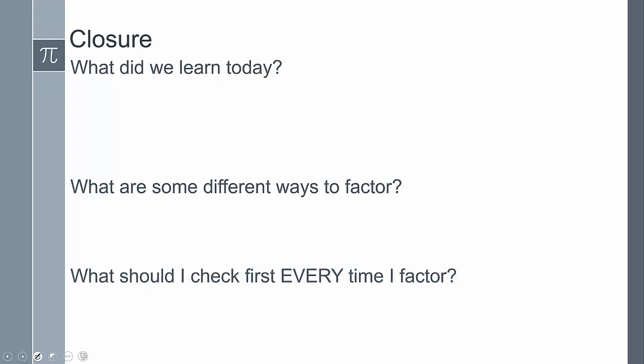So to conclude this lesson, what did we learn today? We learned how to factor. So what are some of those different ways that we factored? We did factor using the GCF. We did factor by grouping. And then we did factoring a trinomial. So what should we check every single time we go through and factor? GCF. That should be the first thing you check every single time.